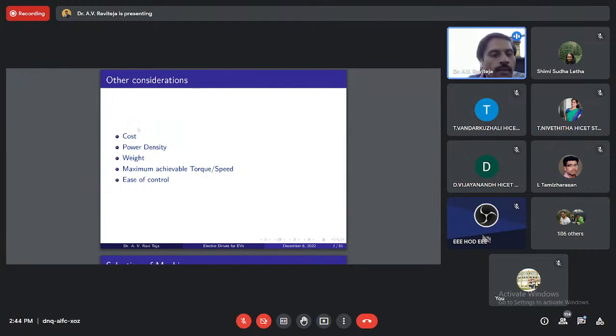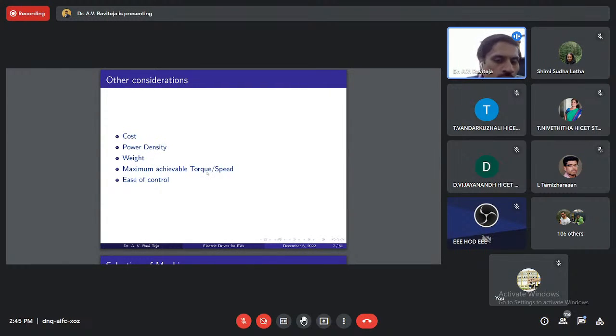Cost wise, it will be an advantage if I go for induction motors. Squirrel cage induction motors are cheap and rugged. So cost, I have an advantage. Power density and weight, we do not have so much advantage. They are not high power density motors, and weight is also significantly high, but not as high as DC motors. So it is medium. This is not directly an advantage, but it is moderate.